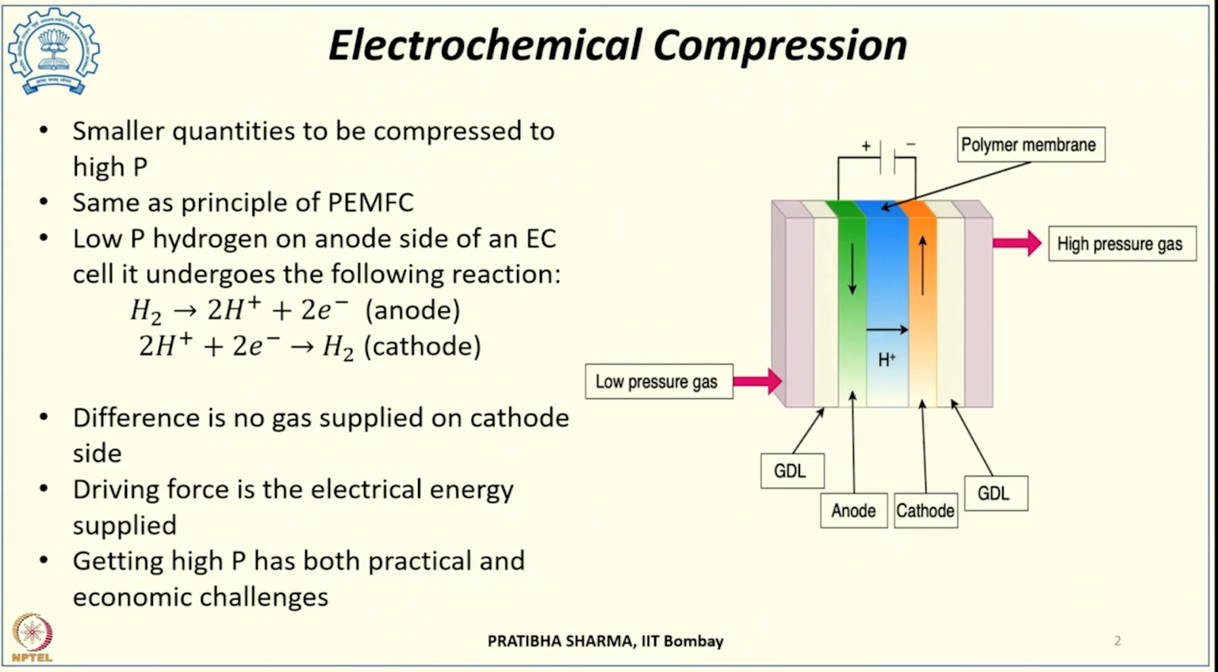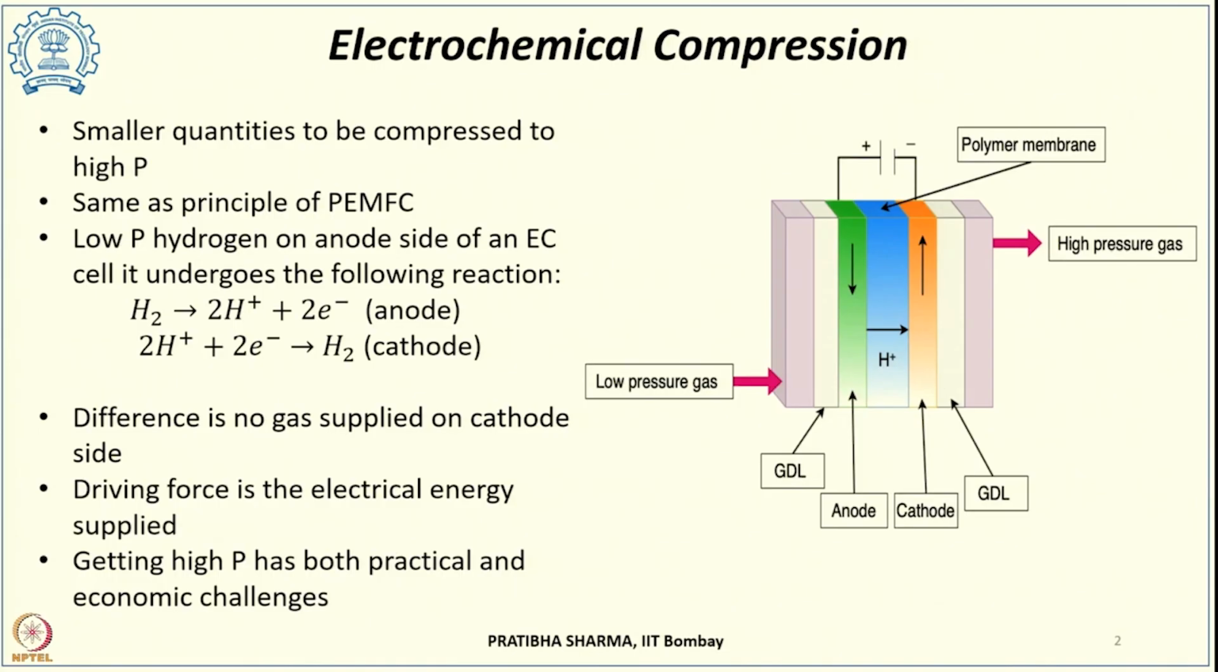The principle of operation of electrochemical compression is that a low pressure gas is allowed to pass onto the anode side. Now this hydrogen gas undergoes the hydrogen oxidation reaction on the anode side, producing protons and electrons. These electrons migrate through the external circuit, while the protons permeate through the proton conducting membrane onto the cathode side. On the cathode side, the hydrogen evolution reaction occurs. So protons and electrons recombine to form hydrogen.